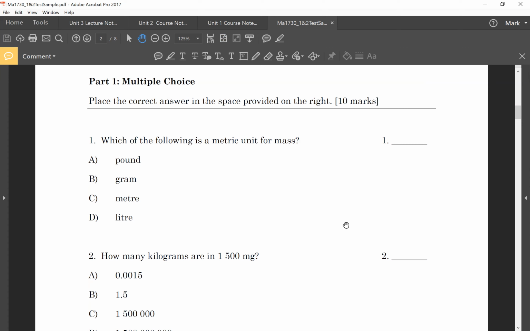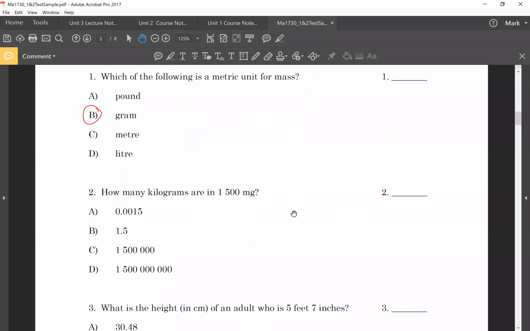Question number 1. Which of the following is a metric unit for mass? That's a pretty easy one. Metric, we're using grams. Kilograms would be a version of that, but pounds is the American or imperial unit. Meter is the unit for distance. Liter is the unit for volume. So that one's pretty easy. Gram.